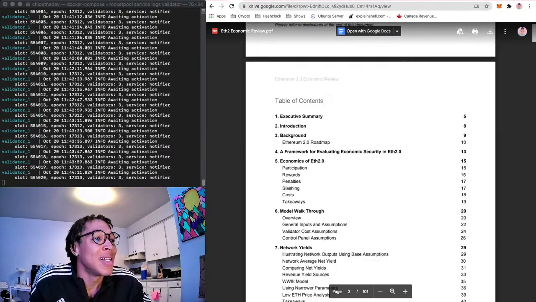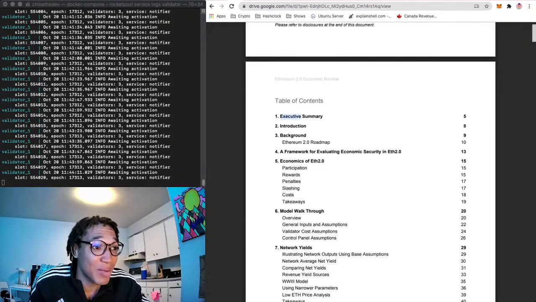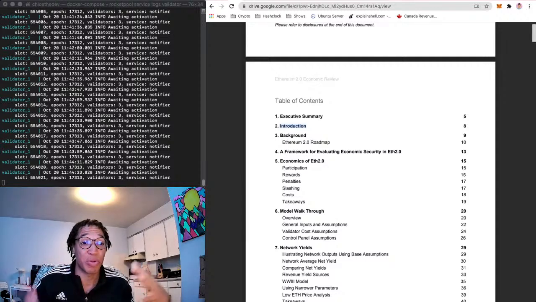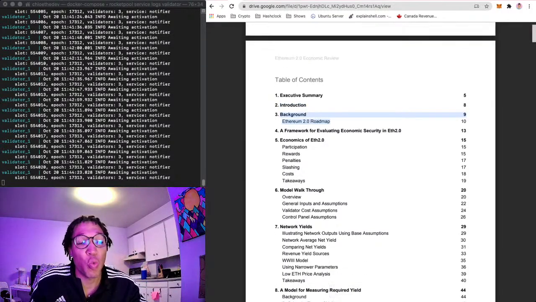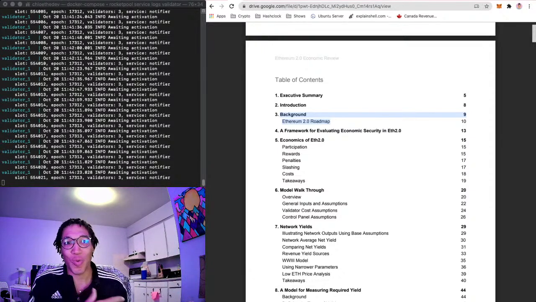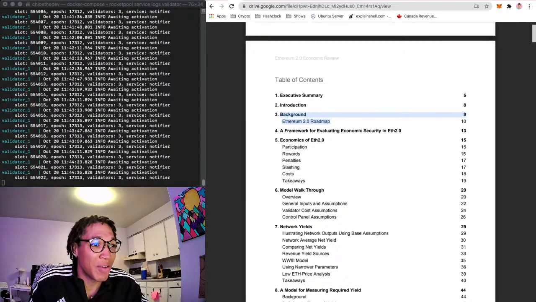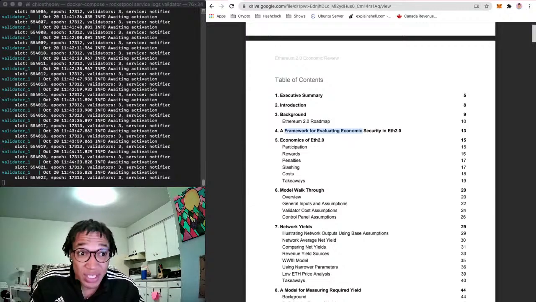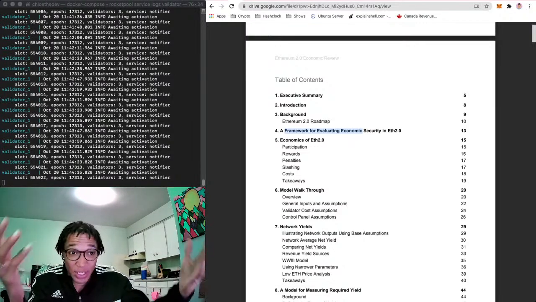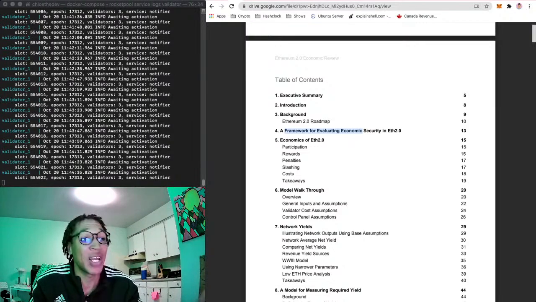So, first we went through the executive summary and introduction. That was the summary of the paper, introducing what we're going to be talking about. Then the background: what is Ethereum 2.0, what was Ethereum 1, where is Ethereum 2 going, and the framework for evaluating economic security. What framework are they using for this paper? Then they went into the economics of ETH 2.0, which was the last paper.